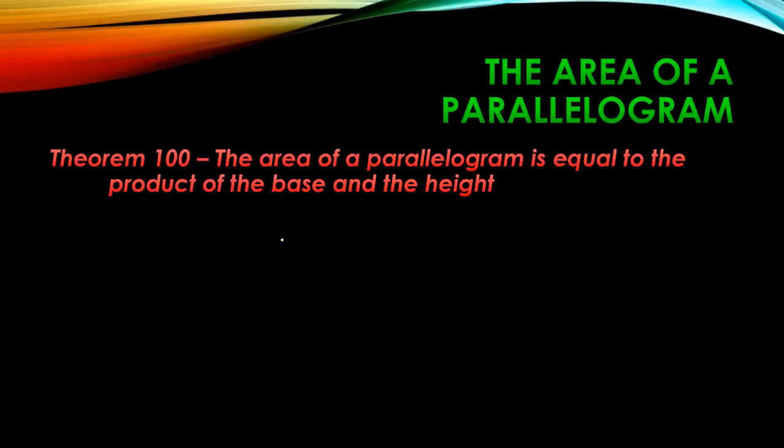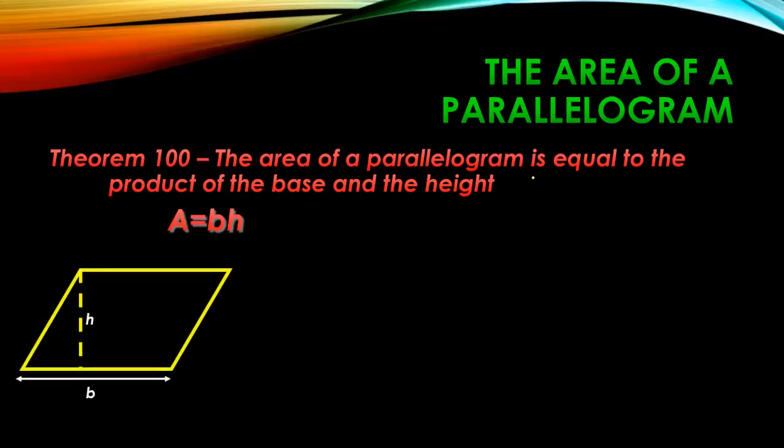The area of a parallelogram. This is theorem 100. The area of a parallelogram is equal to the product of the base and the height. So basically, it is the same as a rectangle. I wonder why that is. Well, let's take a look at a parallelogram. Here we've got the base and the height.